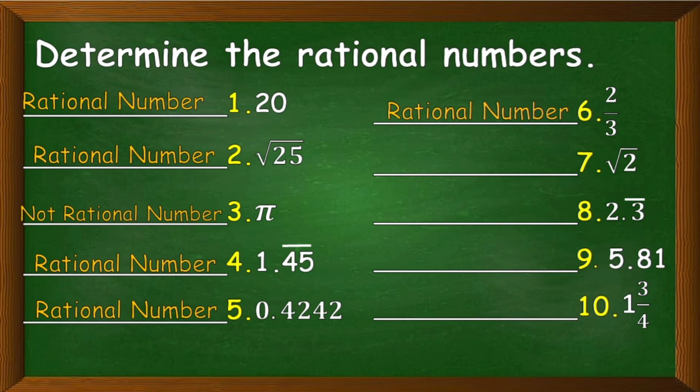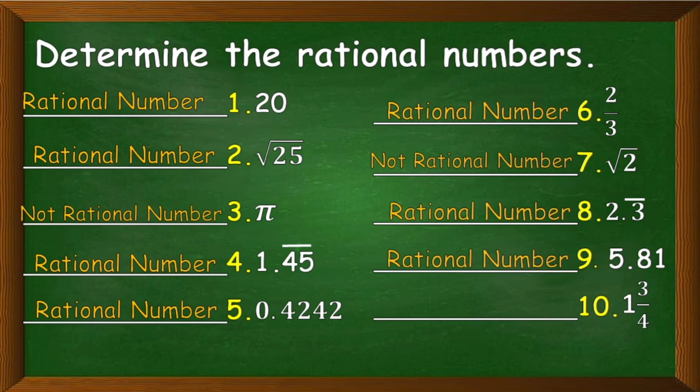Number 7 is square root of 2. That is not a rational number because it cannot be expressed as a ratio of a and b, where a and b are integers. Next, number 8, you have 2.3, where 3 has a vinculum, that is a rational number. Next, for number 9, we have 5.81, that is decimal, a rational number.